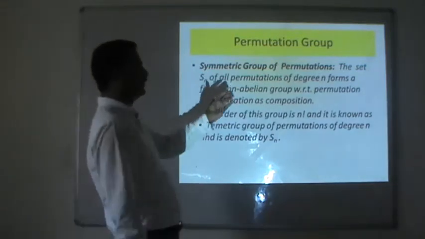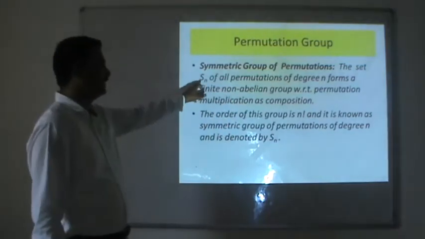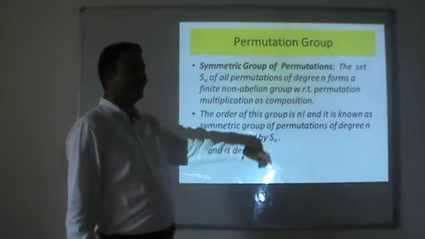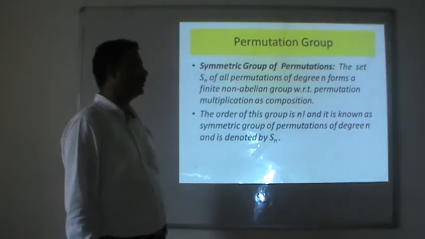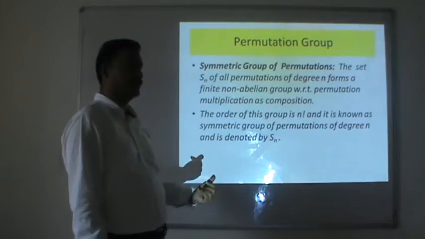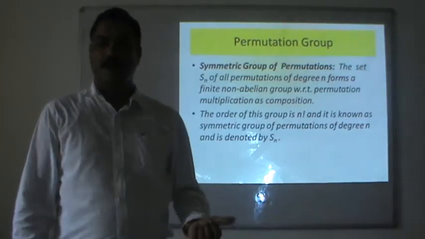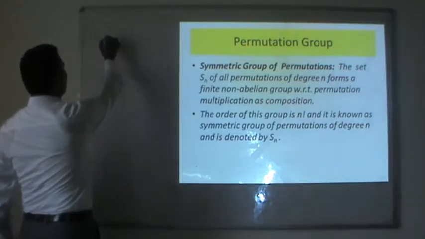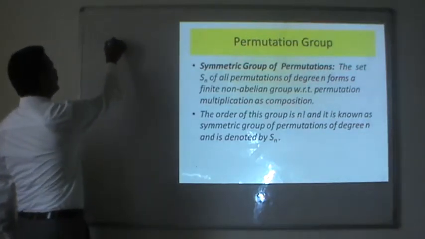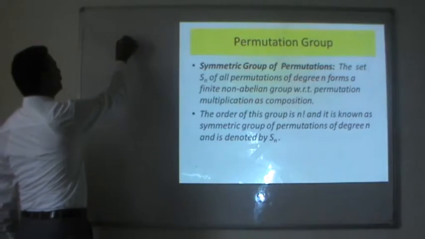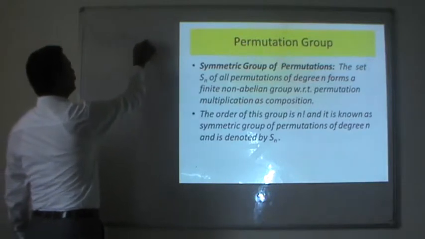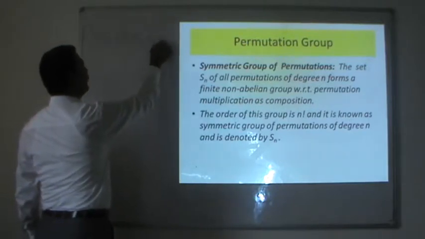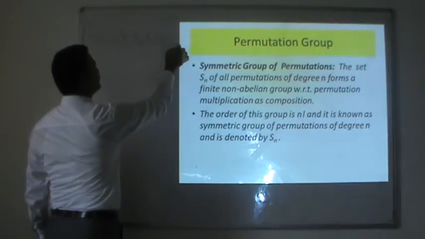Now we come to the symmetric group of permutations. The set Sn of all permutations of degree n forms a finite non-abelian group with respect to permutation multiplication as composition. Obviously, because if we consider the set S3, for example, which consists of 6 members, F1, F2, F3, F4, F5, and F6.